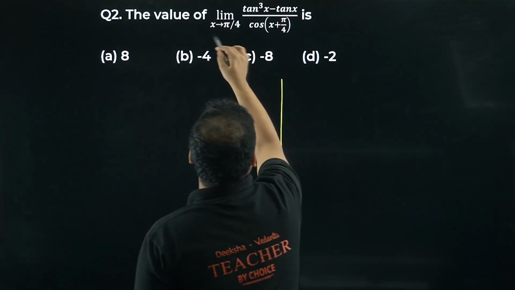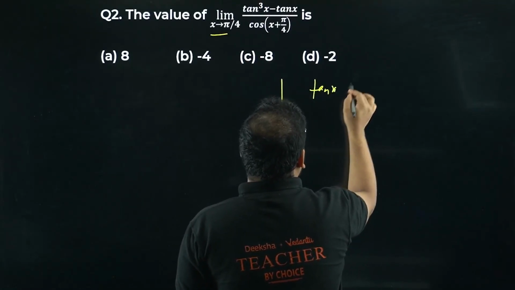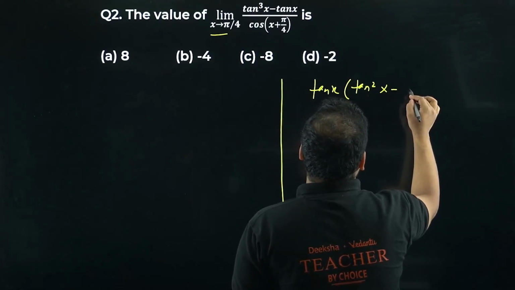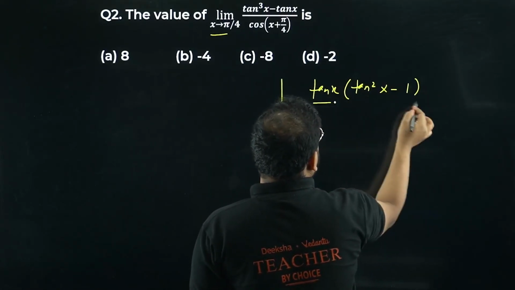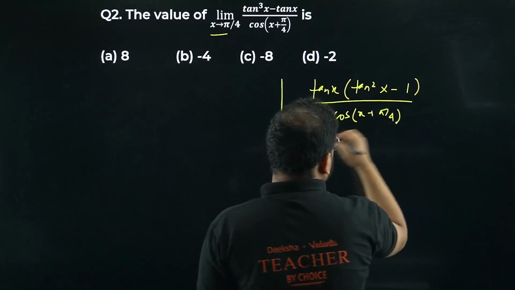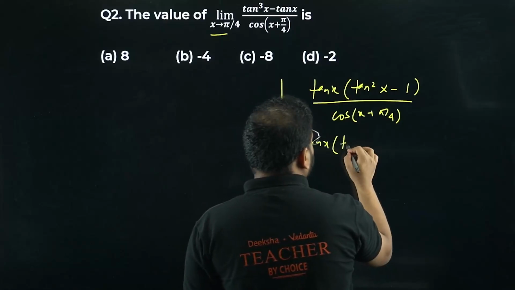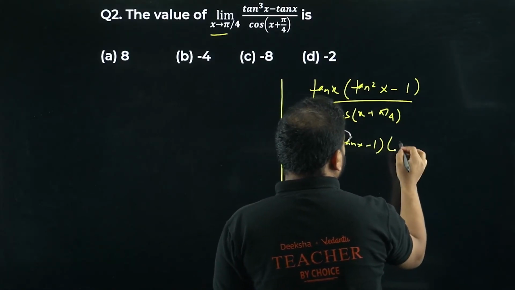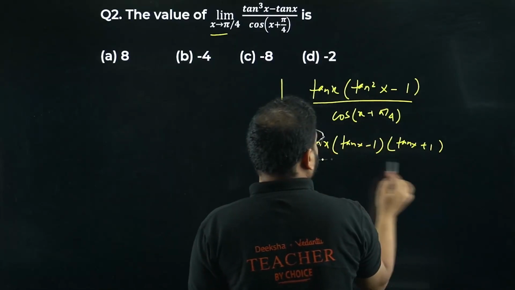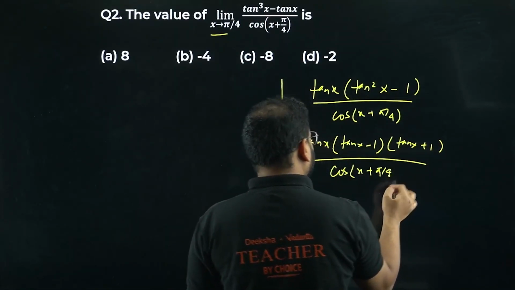So forget about the limit right now. Let's take the expression. We write this as tan x common, tan square x minus 1, upon cos of x plus pi by 4, which remains as it is. I can write this again using the identity: tan x times (tan x minus 1) times (tan x plus 1), upon cos of x plus pi by 4.